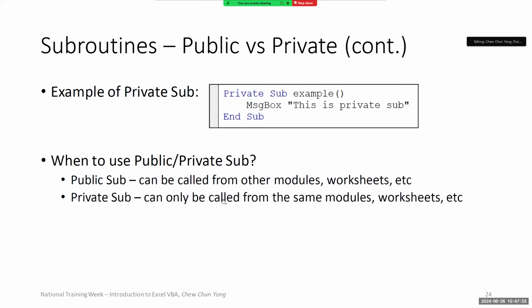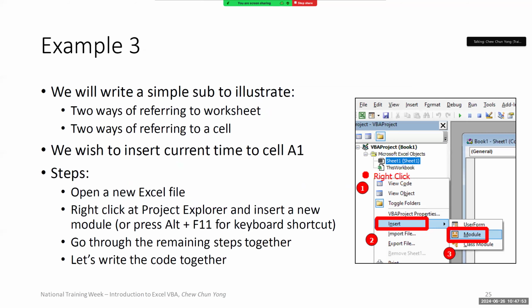Private sub can only be called from the same module or same worksheet. So usually you use this one when you want to be very specific that other worksheets won't interfere with this function. Okay, but most of the time, again, we are probably using public sub.